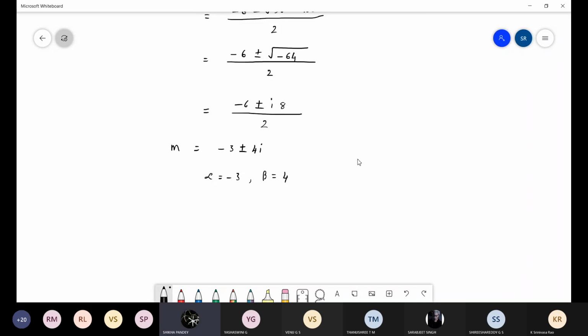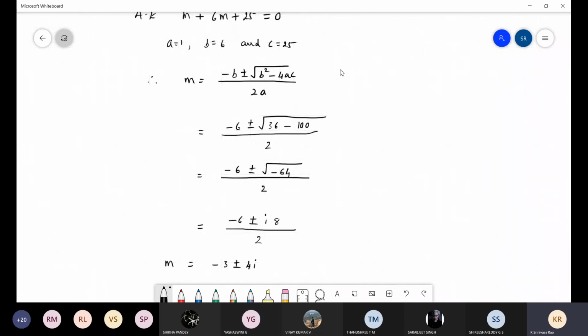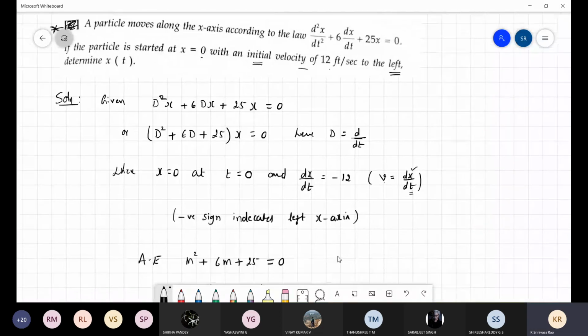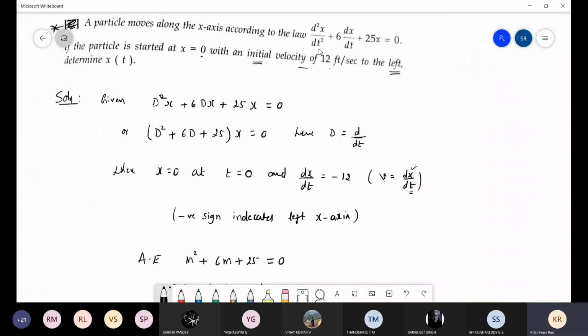Y equals e power minus 3t. What is the LHS? E power minus 3x. No, the LHS. E power 3t. Y c or x c? Just see here. Where is y here? You can observe where is y. See, dy by dx.